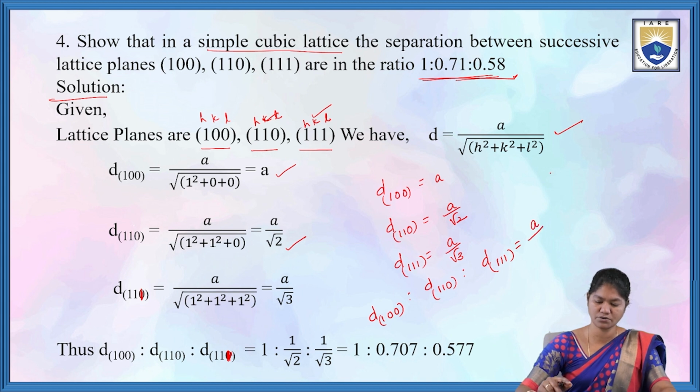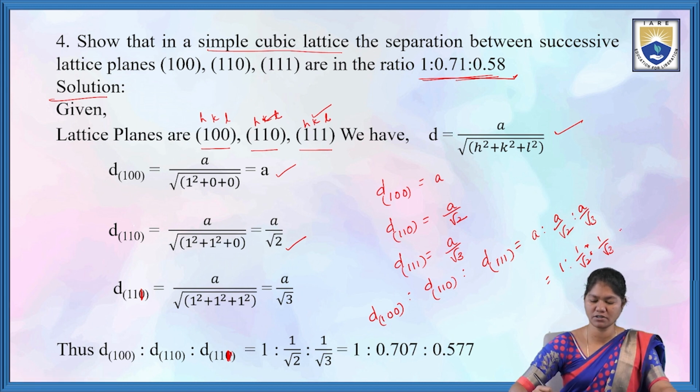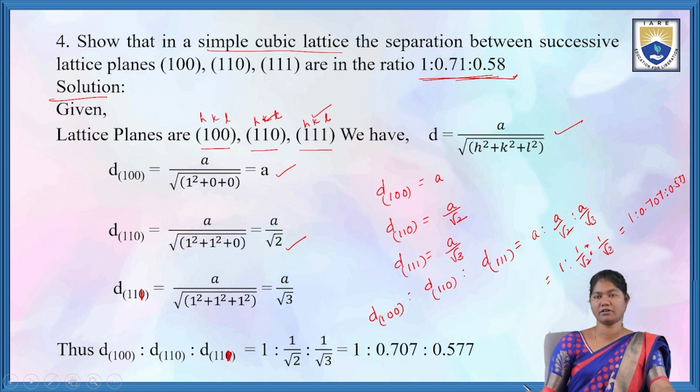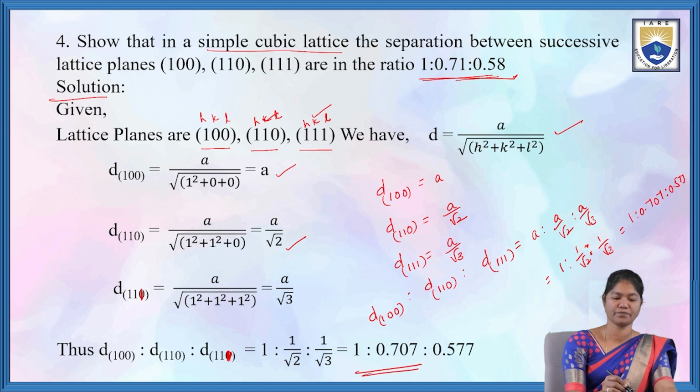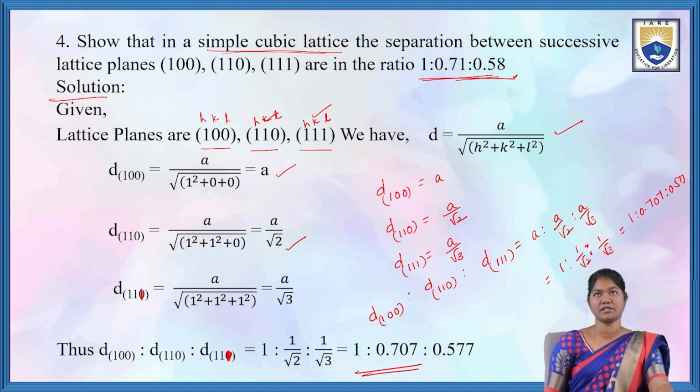a is to a by root 2 is to a by root 3. It is nothing but 1 is to 1 by root 2 is to 1 by root 3. So these values are 1 is to 0.707 is to 0.577. It is nearly 0.58. So this is the value which we have to show in the simple cubic lattice.